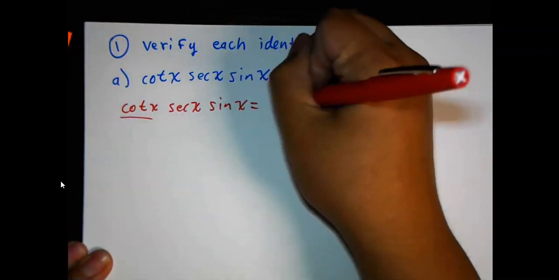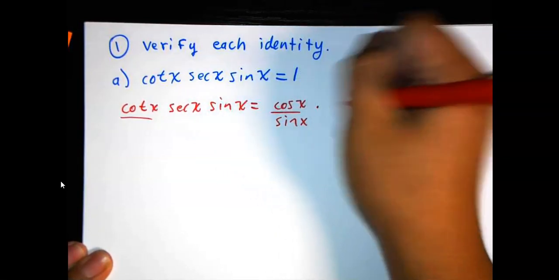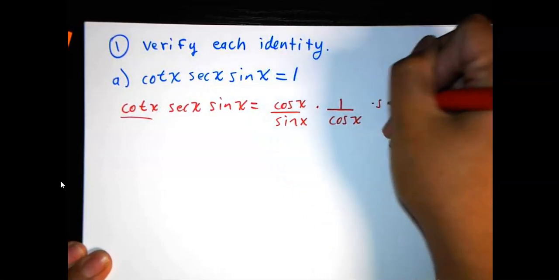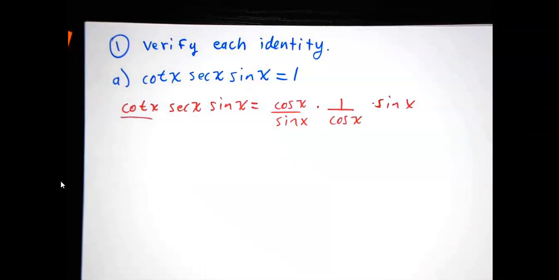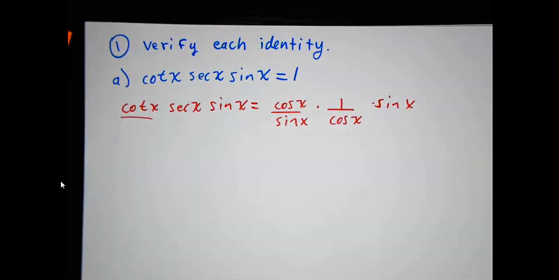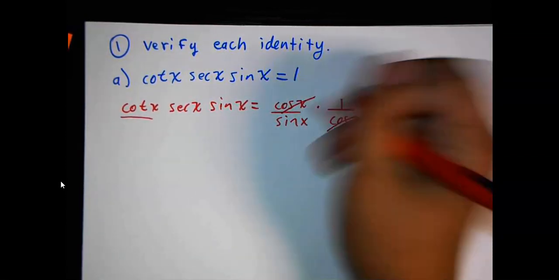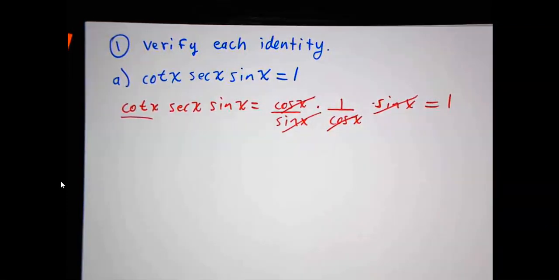Cotangent can be written as cosine of x over sine of x. Secant can be written 1 over cosine, and sine is already sine. And then we multiply. But we have cosine on the top, cosine on the bottom. That cancels. Sine with sine. And so I get 1.